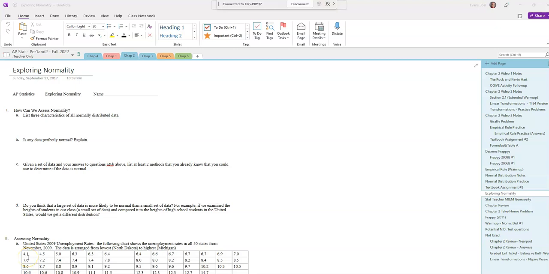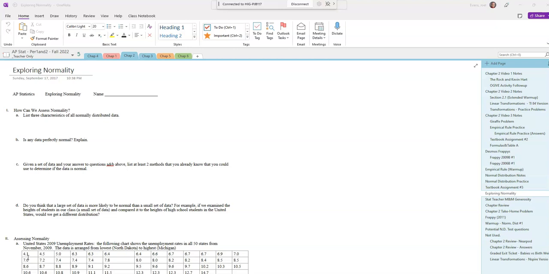Hello, gang. We're going to talk today about exploring normality and how to determine whether or not a distribution is approximately normal or not. So you should have your notes in front of you. This is the Exploring Normality worksheet in OneNote. You're also going to need your graphing calculator, so if you would get that out and have that ready to go. So the first thing, how can we assess normality?